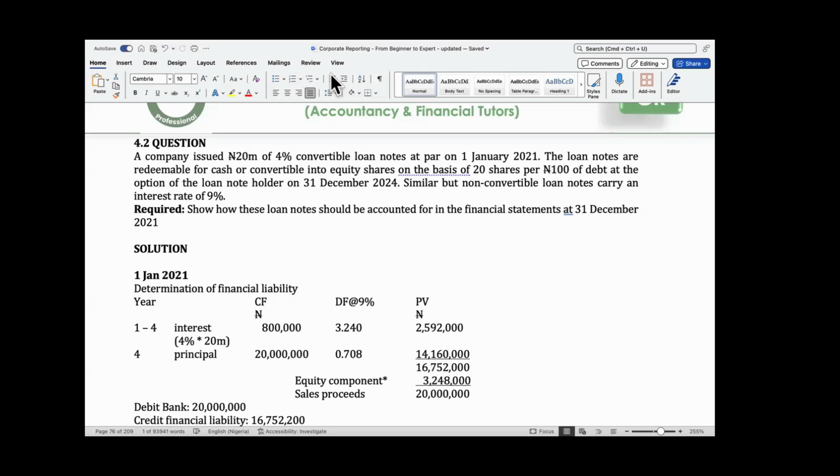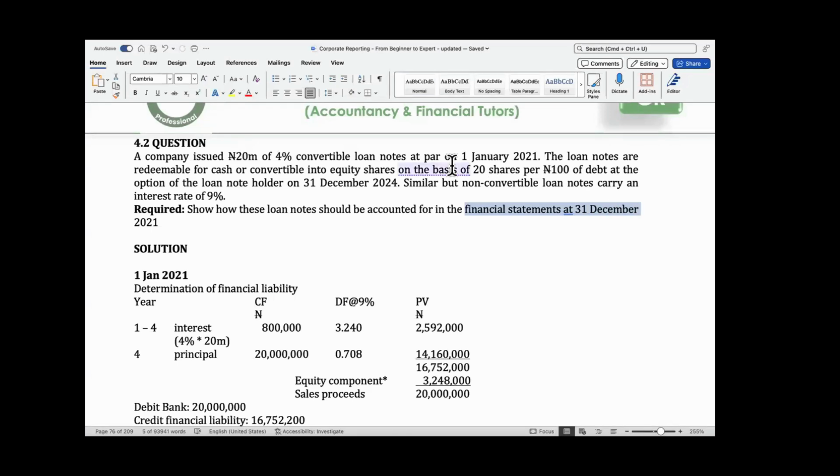Okay, so it's a very similar question, but if you look at the requirements here, it's quite different from the first one. This one is requesting that we show how this loan note will be accounted for in the financial statements at the end of the year. So in this question, you would have to prepare financial statements. That's the difference between this one and the first one.